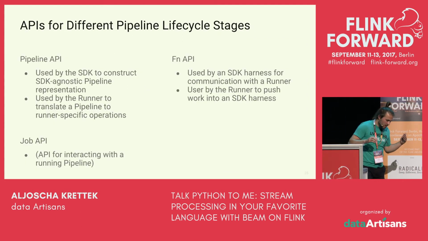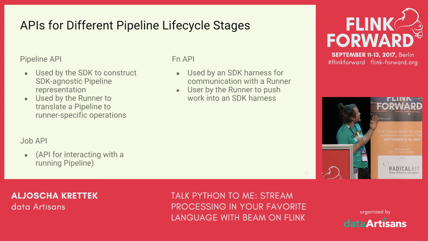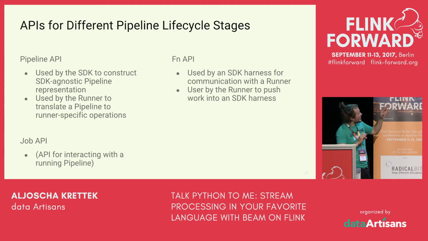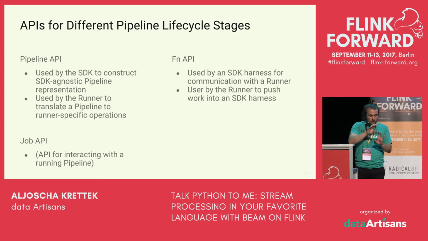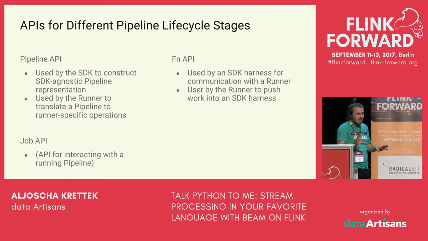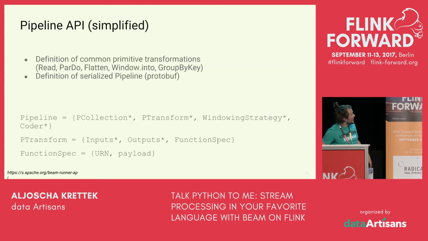And I already hinted at some of this stuff, but the pipeline API is used for communicating what a user-specified pipeline is, and for communicating this to a runner. This is what the pipeline API is for. The fun API is for communication between the runner and a user-defined function written in an arbitrary programming language. And the job API is for interacting with a running application on an arbitrary runner. So we'll investigate these in more depth now. So that's just a high-level overview.